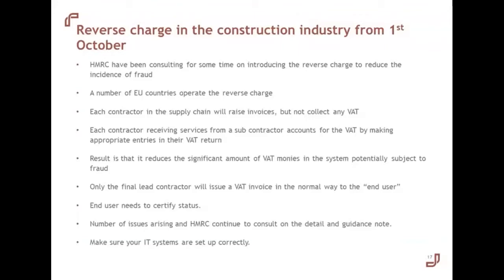There is a detailed guidance note which is still being drafted by HMRC, which hopefully will come out soon. But the main thing for contractors in the supply chain will be to make sure your IT systems, come the 1st of October, will be capable of dealing with these changes. So 2019 is quite an interesting year for the IT world, because there are obviously a number of changes. We've had Making Tax Digital. We will have these changes coming through in October, which will all require tweaks to the IT systems.